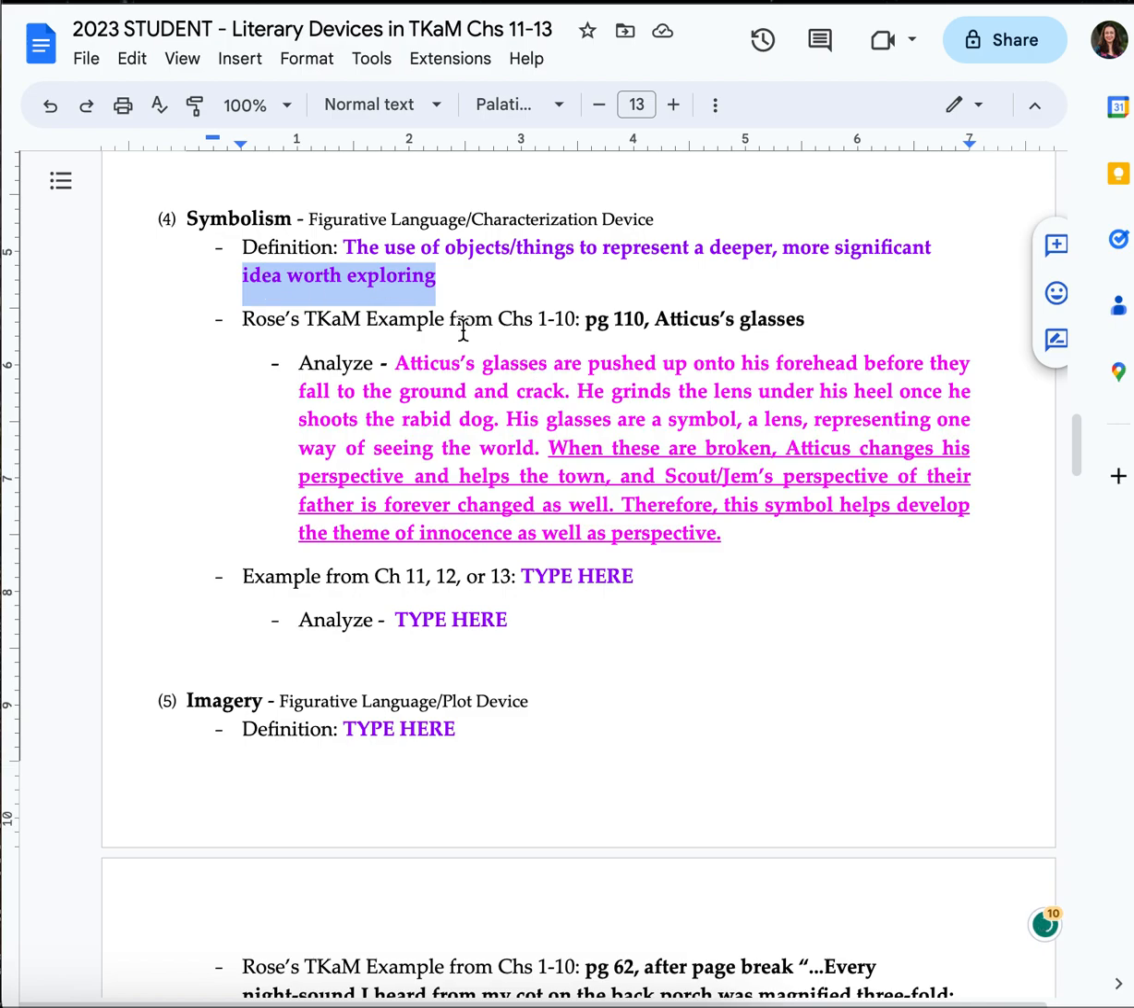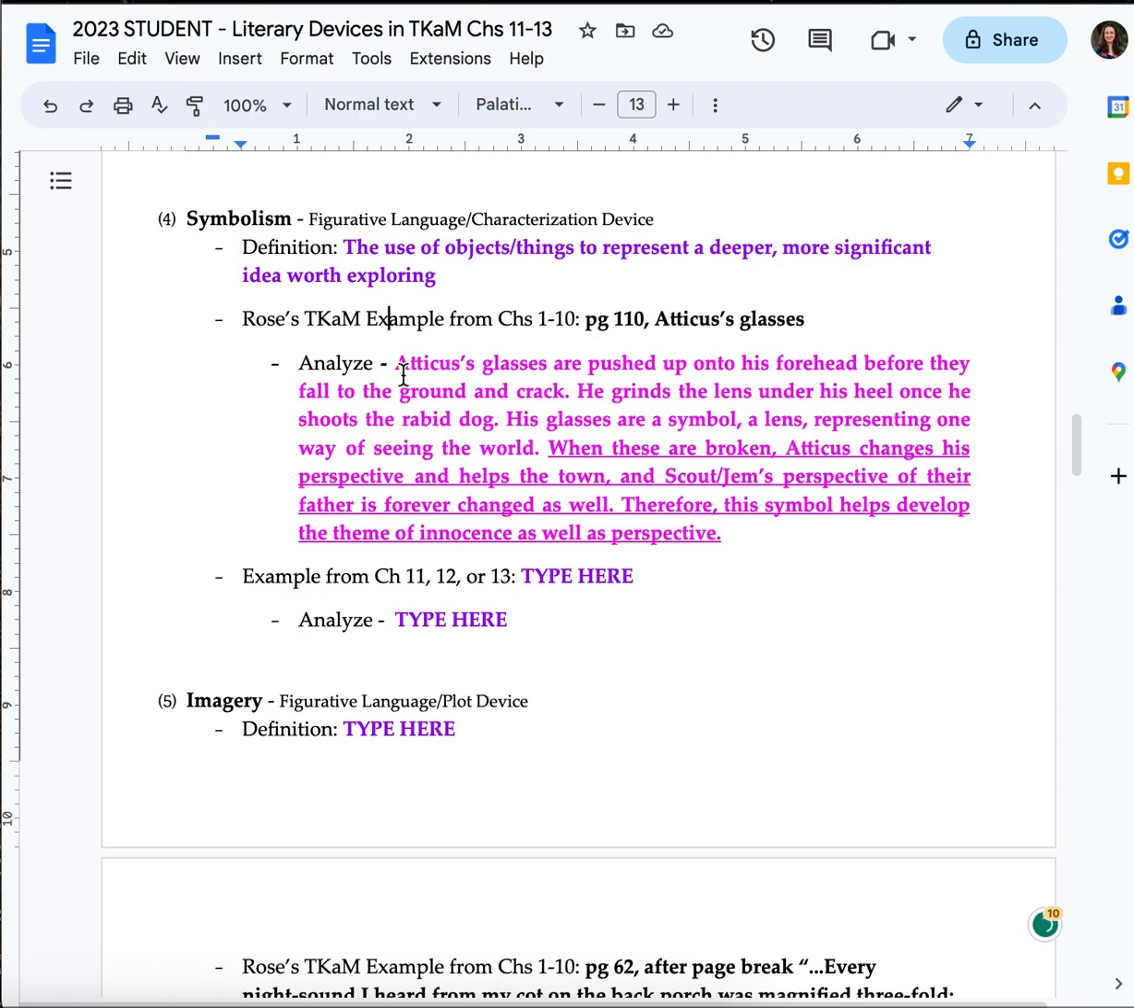So I think that there's a lot of pretty easy and obvious ones, like chapter 10, for example, has the mockingbird in it. But I wasn't going to pick that for your example. I picked a slightly more obscure one, and that is Atticus's glasses, which on page 110 are dropped in the street before he shoots the dog Tim Robinson. Tim Robinson? No. Tom Robinson, Tim Johnson, the dog Tim Johnson.